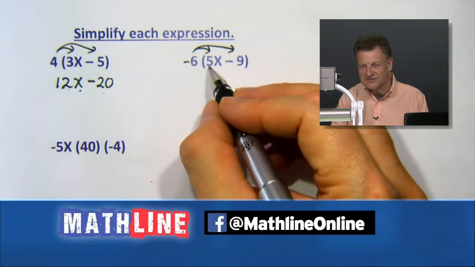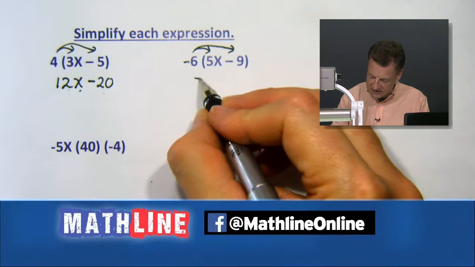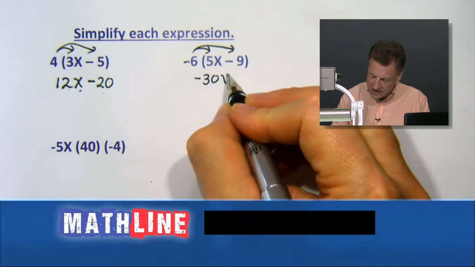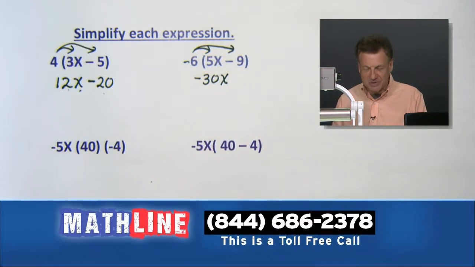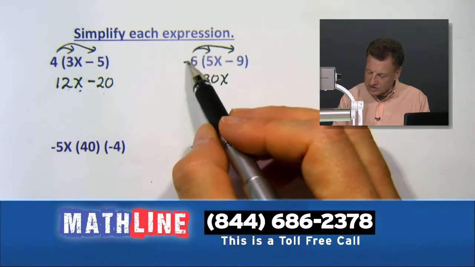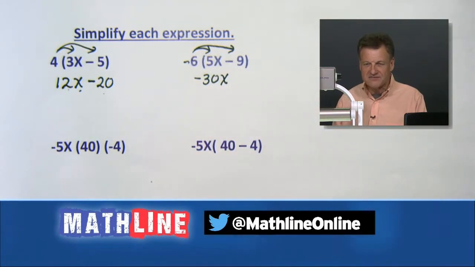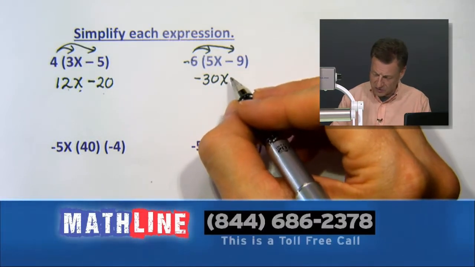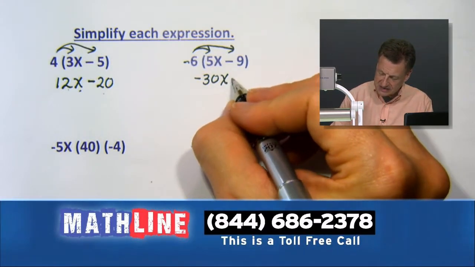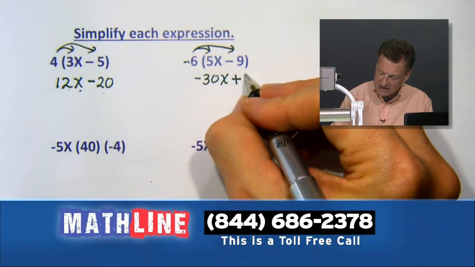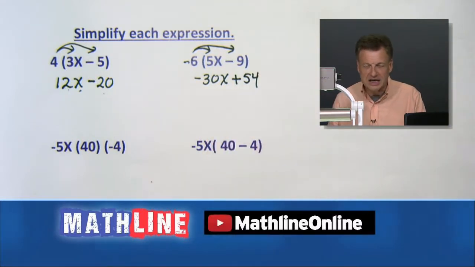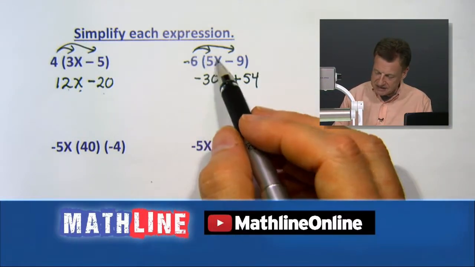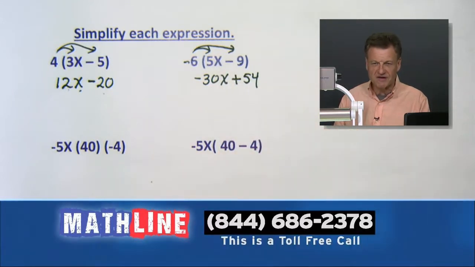I'm getting a -6 times 5x, which gives me -30x. And watch closely. We take a -6 times a -9. Two negatives, when they multiply together, they do come out with a positive. And by the way, 6 times 9, I'm going 54, all right? And again, notice the signs change from the parenthesis down here to the final answer. Watch your signs, be very careful.